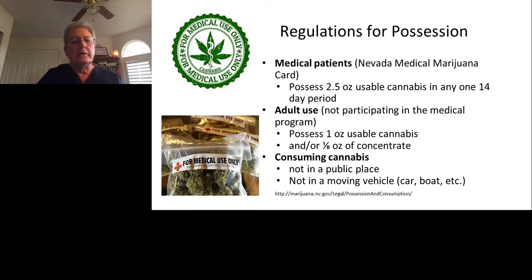In each state, there are generally regulations associated with possession and consumption. Typically medical patients will be able to carry more product on them at any one time or purchase more product than adult use. And generally there are rules for consumption. So you need to know what those state and county rules are, because they vary between state and between county and sometimes even city.